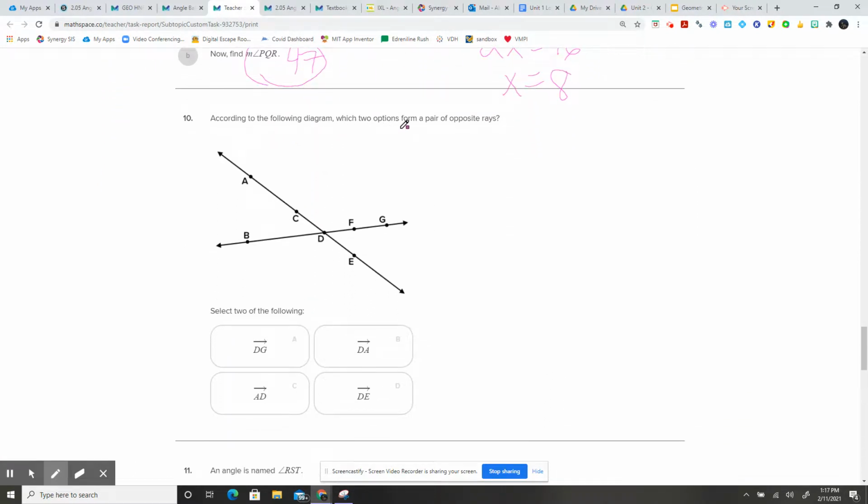According to the following diagram, which two options form a pair of opposite rays? So remember, opposite rays go in opposite directions. So DG would be opposite to DB, and I don't see DB as a choice. DA would be opposite to DE. DE is a choice. So I think probably it's those two. Opposite rays go in opposite directions. So DE is opposite from DA.